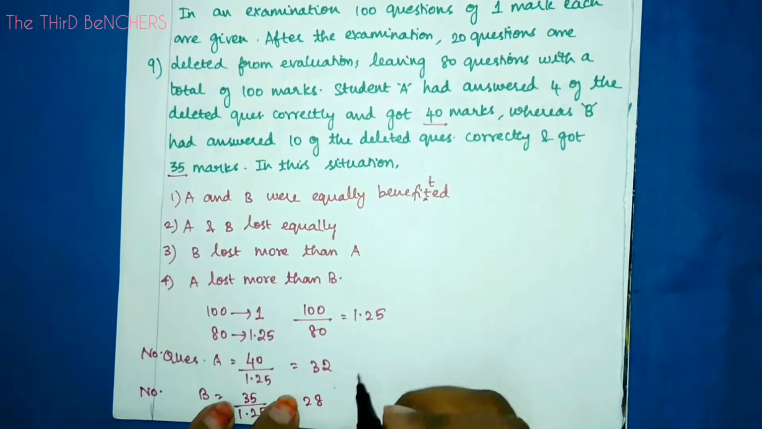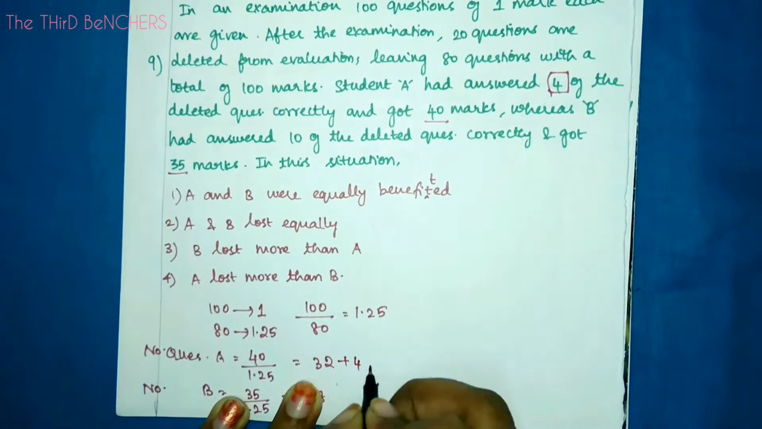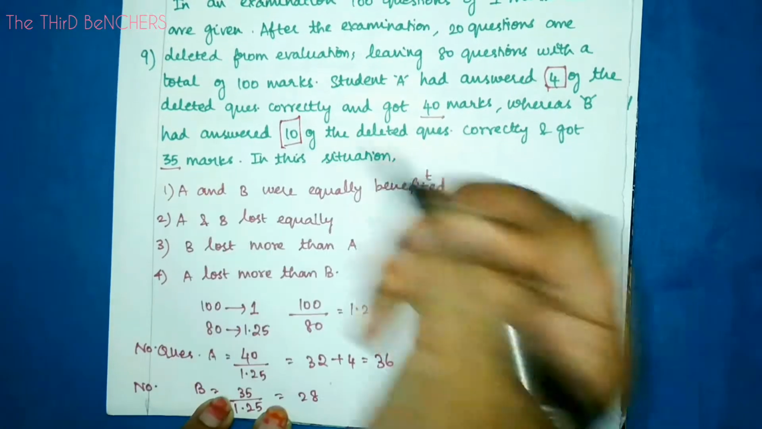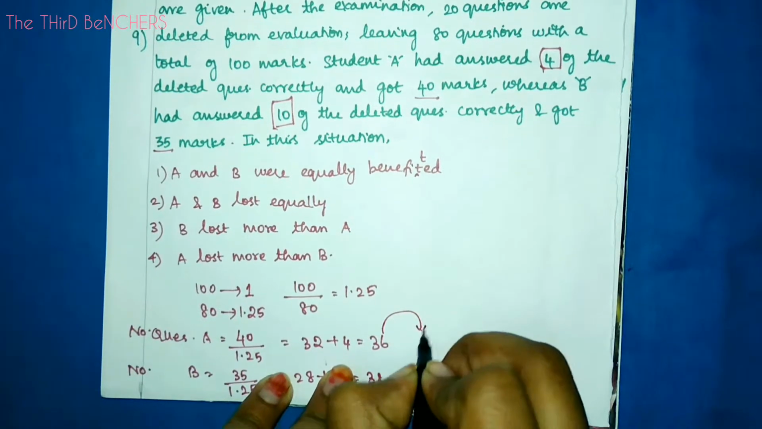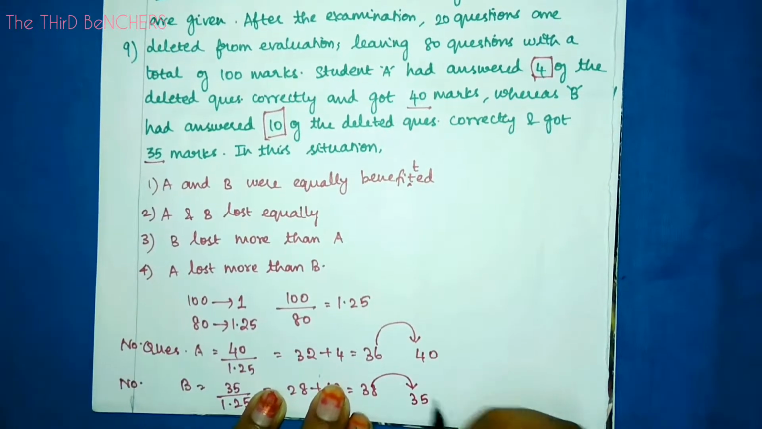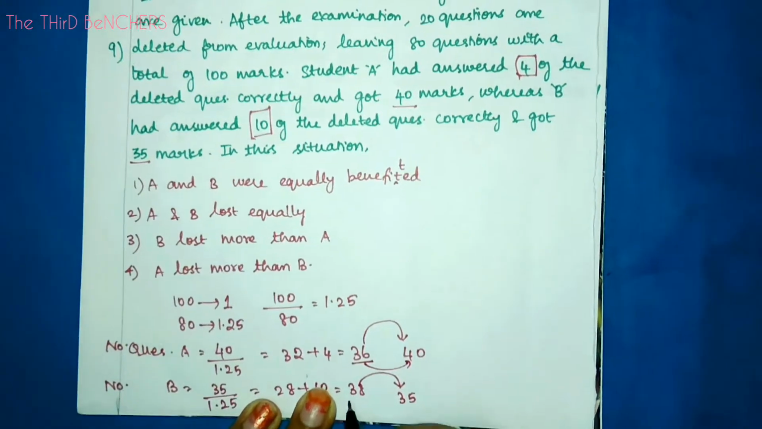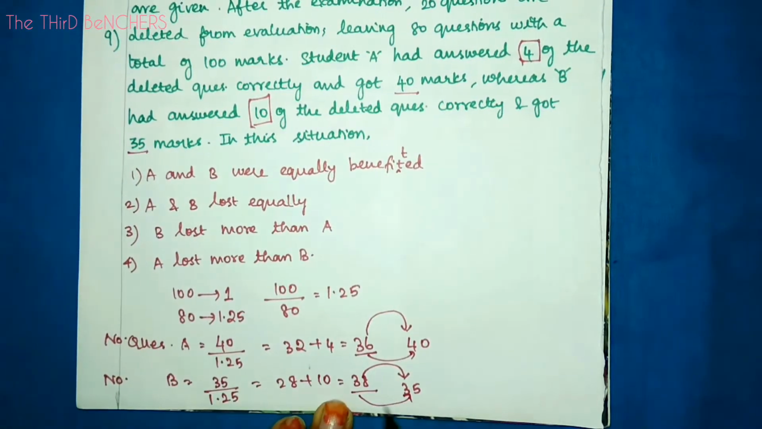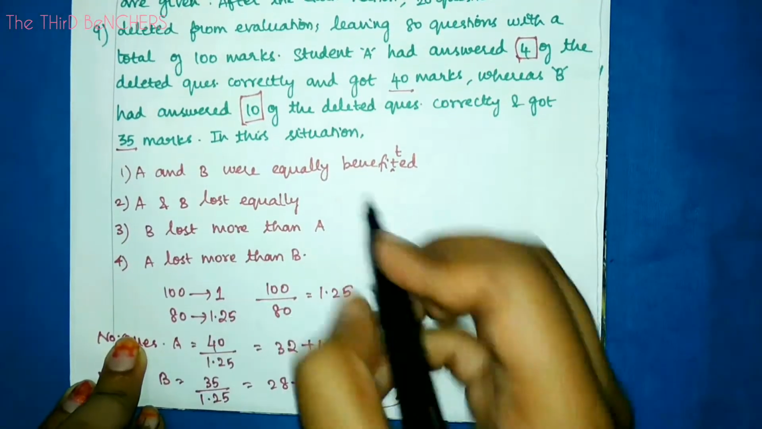Now in addition to this 32, he had also answered 4 of the deleted questions. So add that also, 4, which gives 36. And additional to 28 questions, B had also answered 10, which comes to 38. Now the mark obtained by A is 40, and the mark obtained by B is 35. Now we can easily compare. A answered only 36 questions and got 40 marks, while B answered 38 questions and got 35 marks. So you can see A had scored more compared to B. So B lost more than A is the right answer.